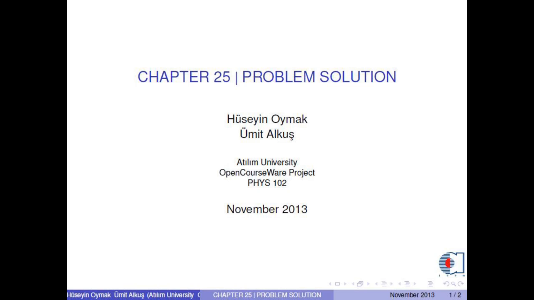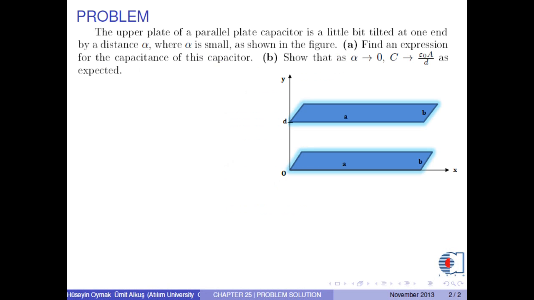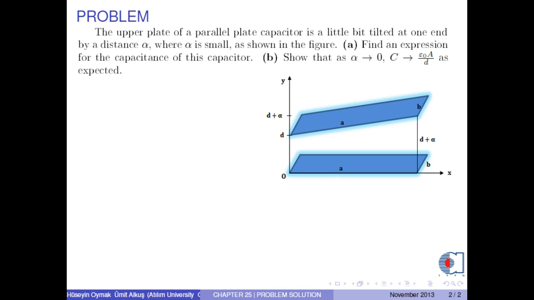In this video, we will solve one problem in chapter 25. The upper plate of a parallel plate capacitor is a little bit tilted at one end by a distance alpha, where alpha is small, as shown in the figure. Find an expression for the capacitance of this capacitor.